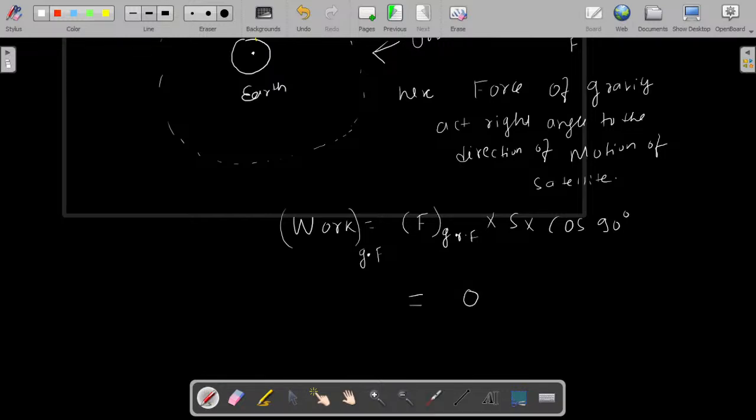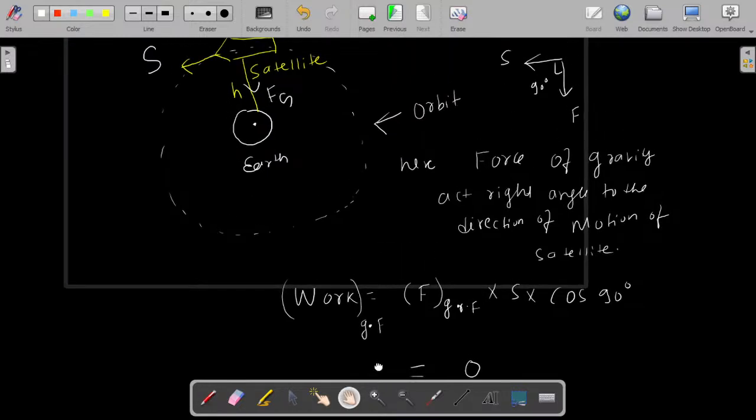So always remember, work done by gravitational force during circular motion is 0. So work done may be positive, negative as well as 0. So in this case work done is negative. You note down these points.